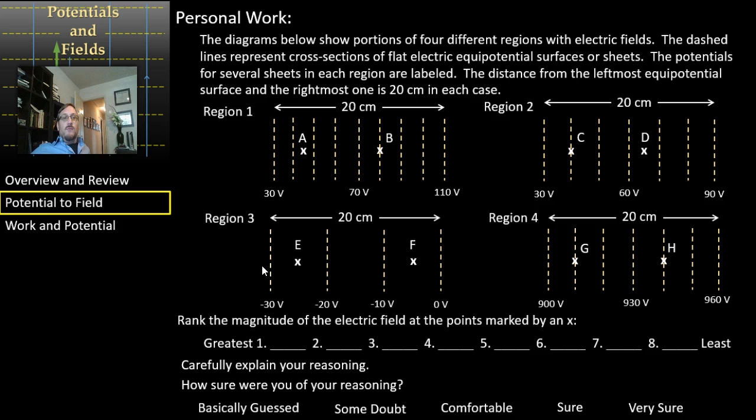So I've got these 4 different regions, and they each have electric fields in them. And I want you to go through and take these 8 points and rank which points have the largest and the smallest and the in-between magnitudes of the electric field. So these dashed lines are the equipotentials. Everywhere along this dashed line you have the same potential.